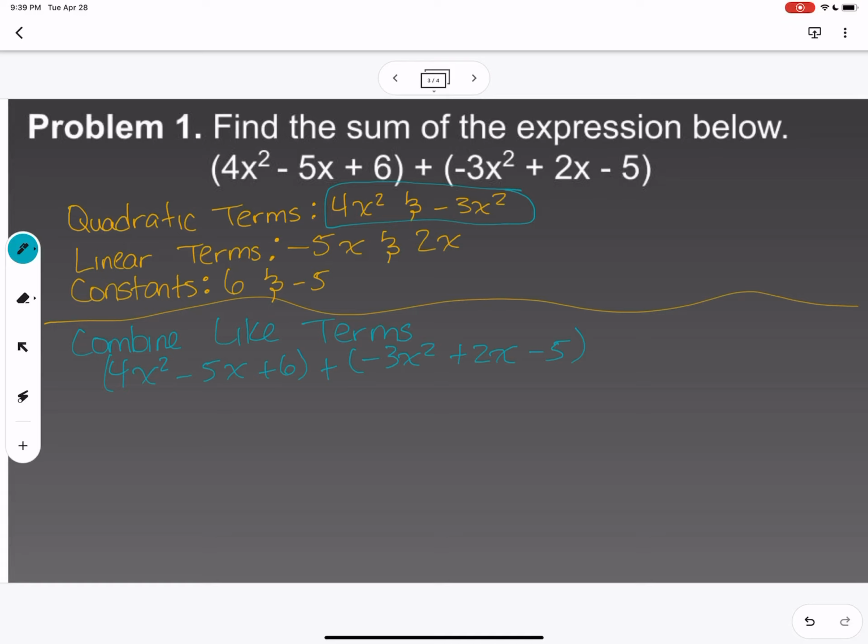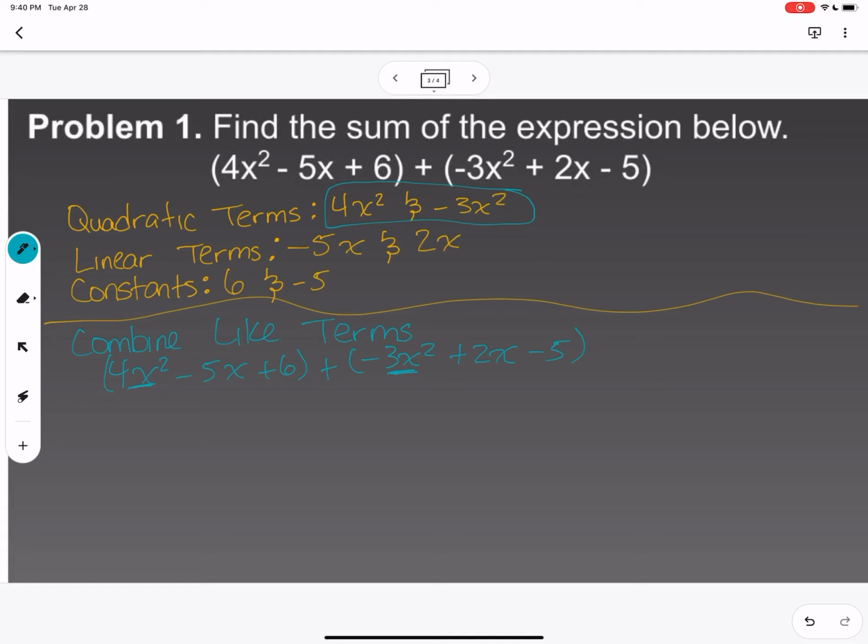What I suggest is to go to the highest variable term value, if that makes sense. Like start with your quadratics and then go to your linear and then go to your constants. So it'll be easier for you to follow along. So I'm going to start with my quadratic terms to combine them together. So I'm going to add 4x squared and negative 3x squared together.